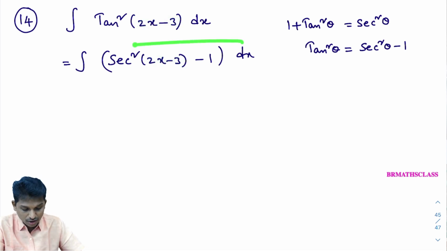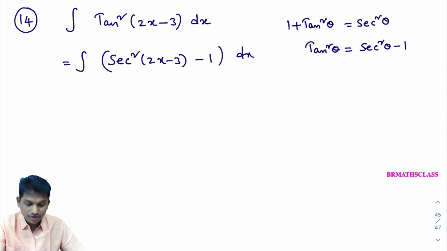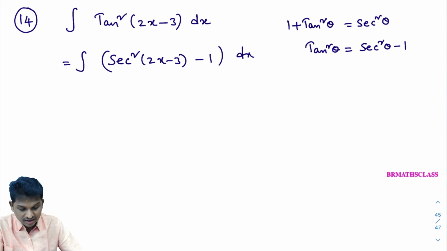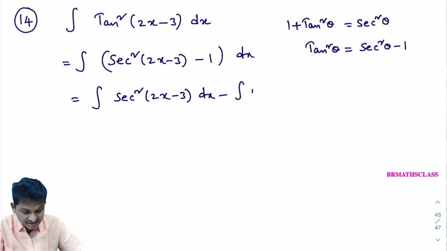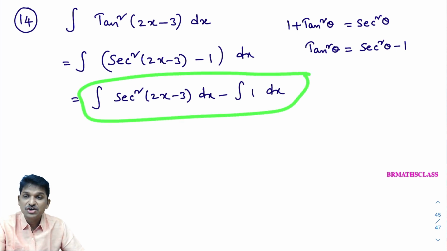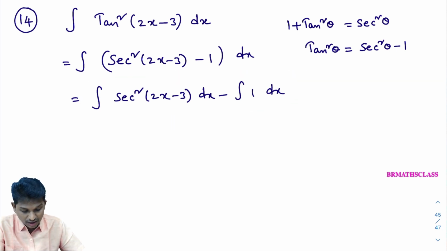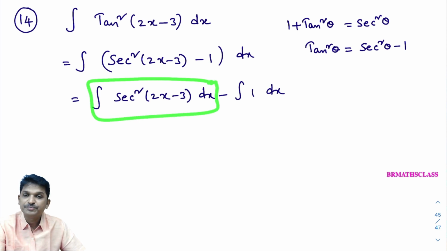Now, how to integrate this? It is of the form integral of f of x minus g of x dx. So we integrate each and every term: integral of this term minus integral of this term. That equals integral of secant square 2x minus 3 dx minus integral of 1 dx. I am integrating each and every term. Now, how to integrate this part?